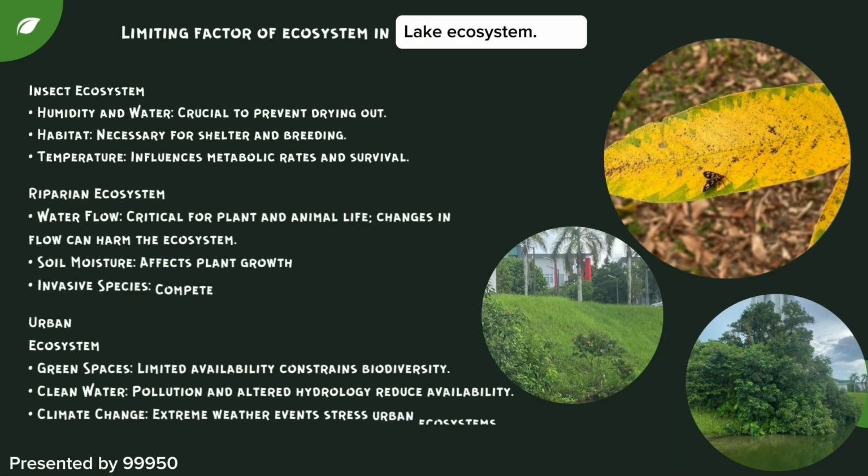The second one is habitat. Habitat is necessary for shelter and breeding. The third one is temperature, as temperature can influence metabolic rates of insects. For the riparian ecosystem, the first limiting factor is water flow. It is critical for plant and animal life. Changes in flow can harm the ecosystem.